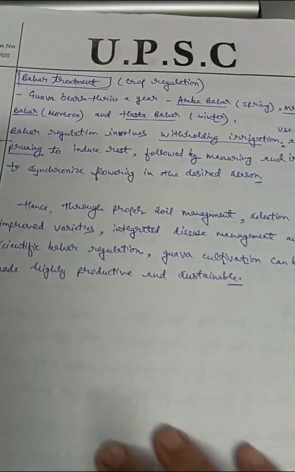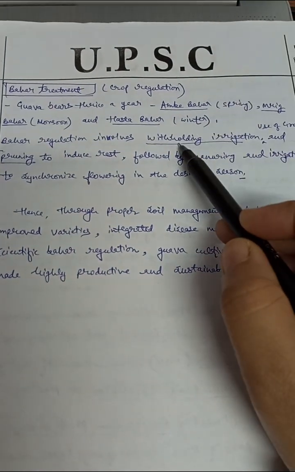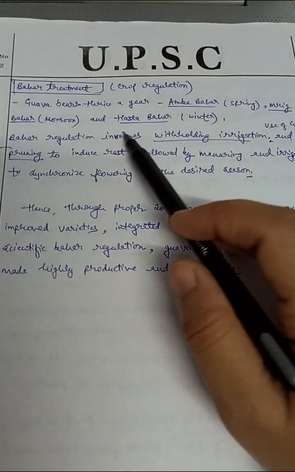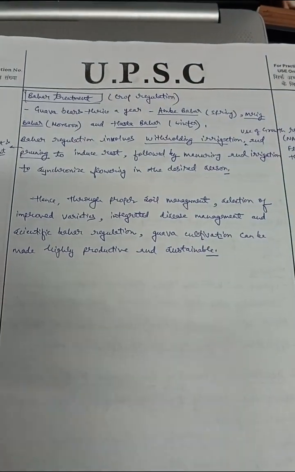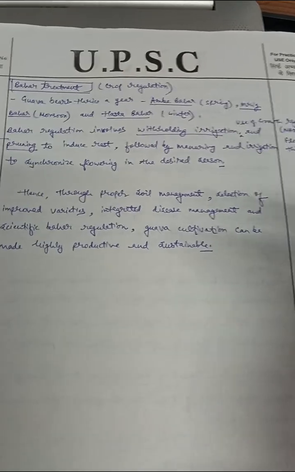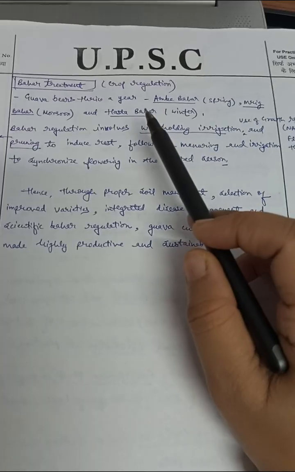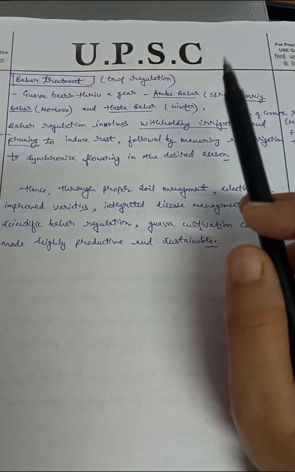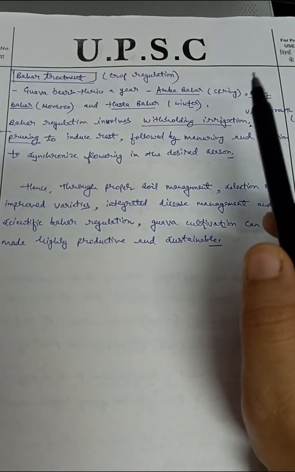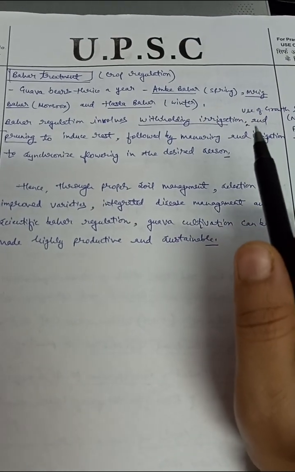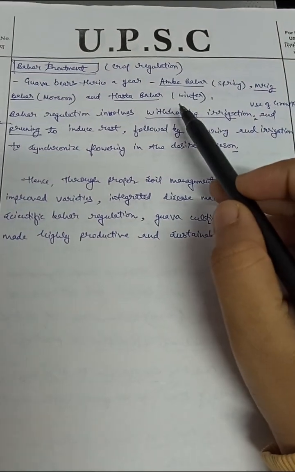Now the Bahar treatment, also called crop regulation. Guava bears thrice a year: Ambe Bahar, which is in the spring season, Mrig Bahar in the monsoon season, and Hasta Bahar in the winter season. So what is the need of Bahar treatment? Suppose in North India, generally the winter crop, that is the Hasta Bahar, is most commonly grown as it has high quality traits, and generally only one crop is grown in a year. So generally the winter crop is chosen in North India.